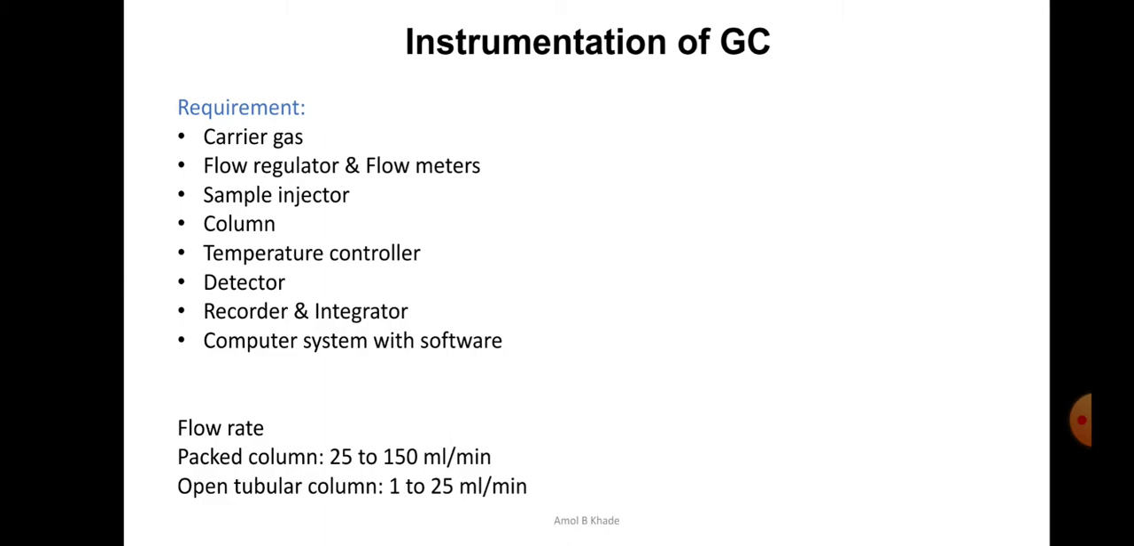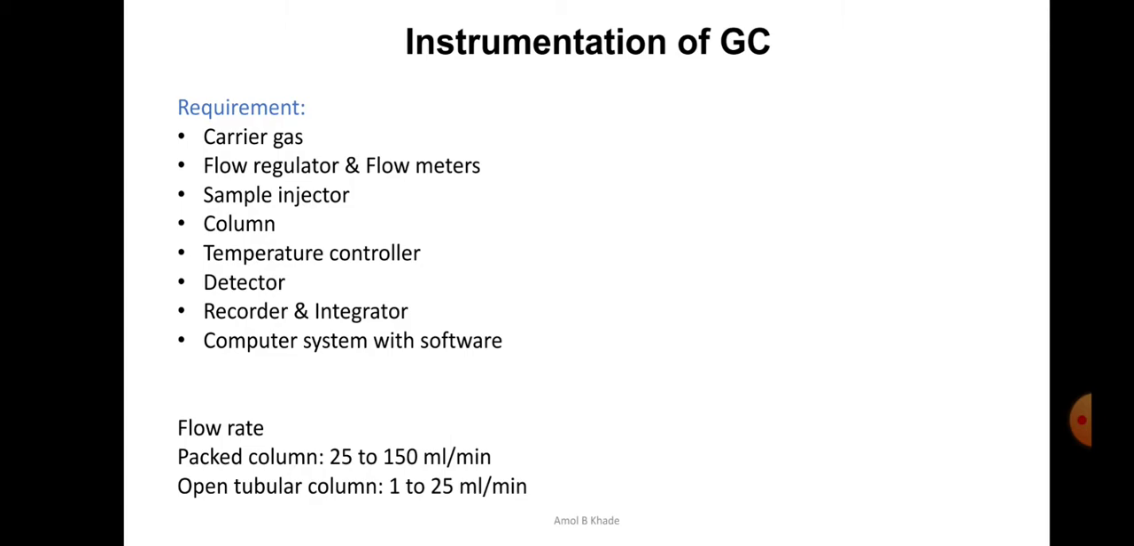When we talk about the instrumentation of GC, it is relatively simple compared to HPLC. We require the mobile phase, which is usually in a gaseous form. As we have a gas, we require the flow regulator and flow meters. We require a sample injector to inject our sample. As it is a chromatographic technique, we require a column, because that is the place where the sample is getting separated. Then we require a temperature controller, because we are evaporating our samples and our mixture might have different boiling points or different volatility. So we have to control the temperature.